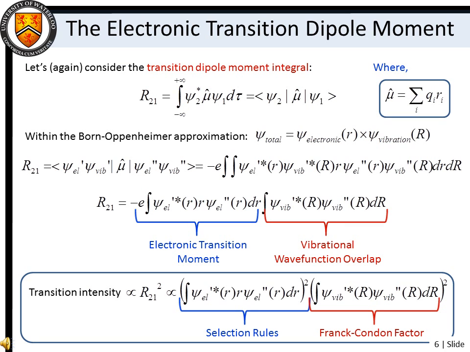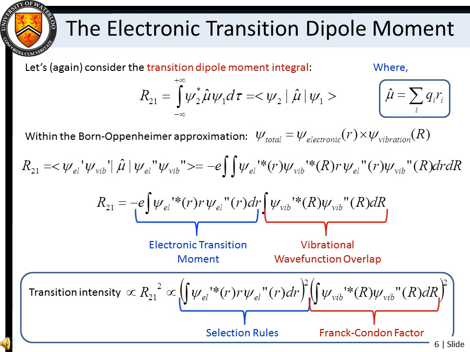To determine transition probabilities or intensities, we must consider the transition dipole moment integral. If we ignore rotation and nuclear spin contributions, the Born-Oppenheimer approximation allows us to write the total wave function as a product of the electronic wave function and the nuclear vibrational wave function. Thus we find that the transition dipole moment integral has contributions from the electronic transition dipole moment and from the vibrational wave function overlap integral.